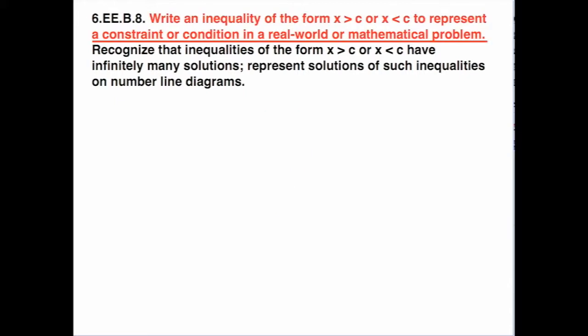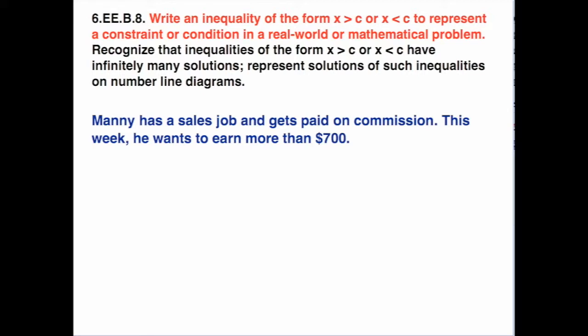Now let's address this critical idea of representing a constraint or condition in a real world or mathematical problem. And this is something relatively new. Let's look at this example. Manny has a sales job and gets paid on commission. This week he wants to earn more than $700. So we know that the number line diagram would look like this. It's more than $700, so it doesn't include the 700, and it's everything to the right because that's everything that's larger than 700. We have to pay attention to the exact wording on these statements.